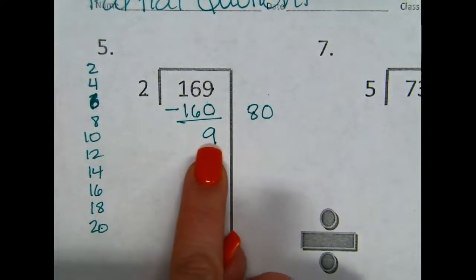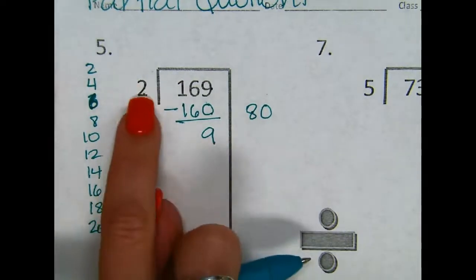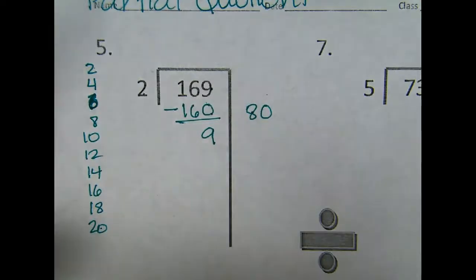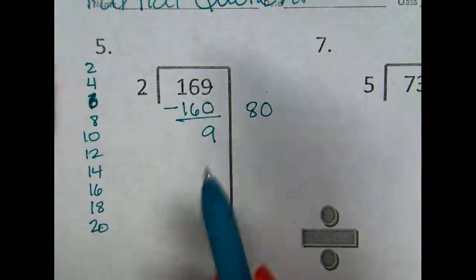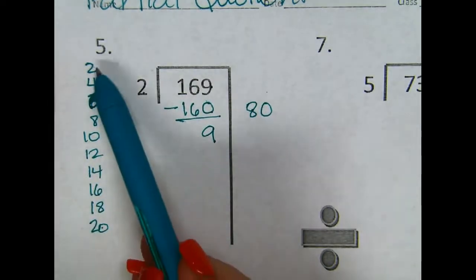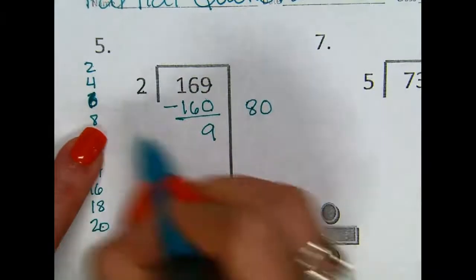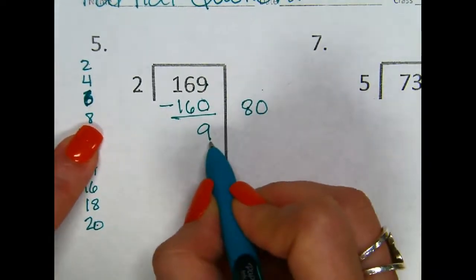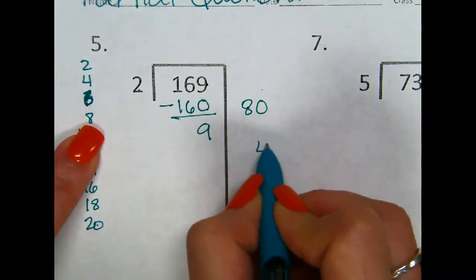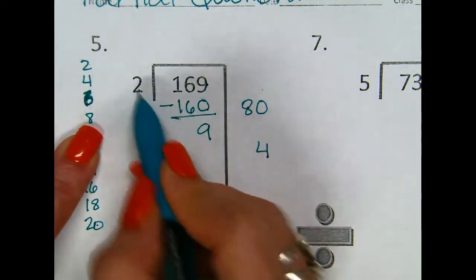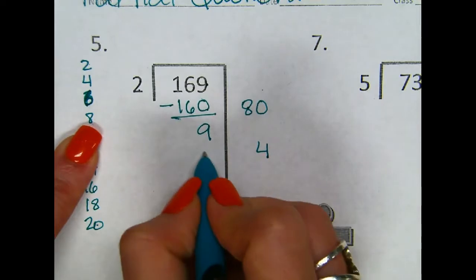So if we have 9, can we make equal groups of 2? No. Yeah, if we have 9, we can make groups of 2, can't we? Okay, how many? Let's look down our list of multiples. Yeah, 4, because we can put 8 of those 9 into groups. So how many groups is that? 4. So you must write your answer. 2 times 4 is what? 8.